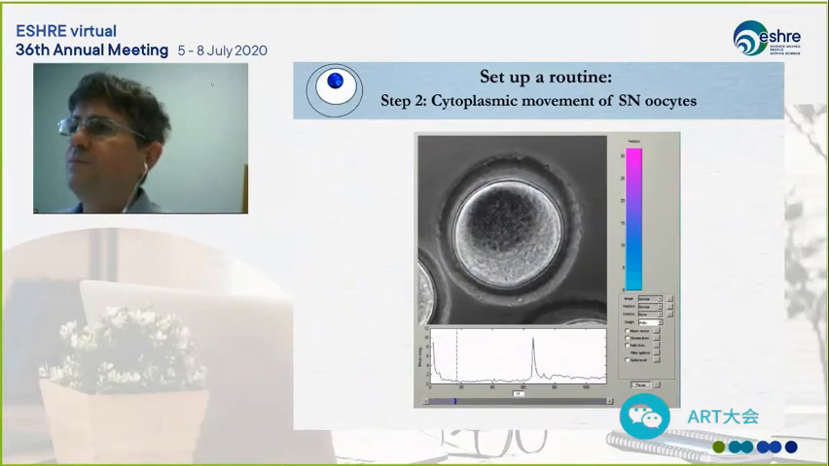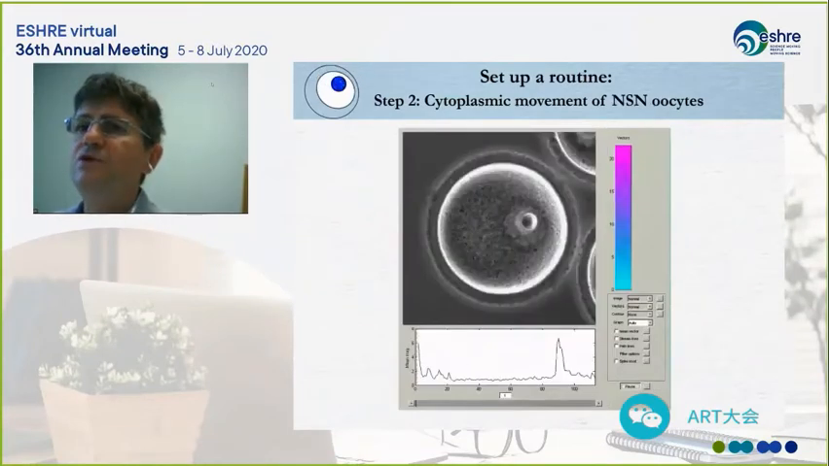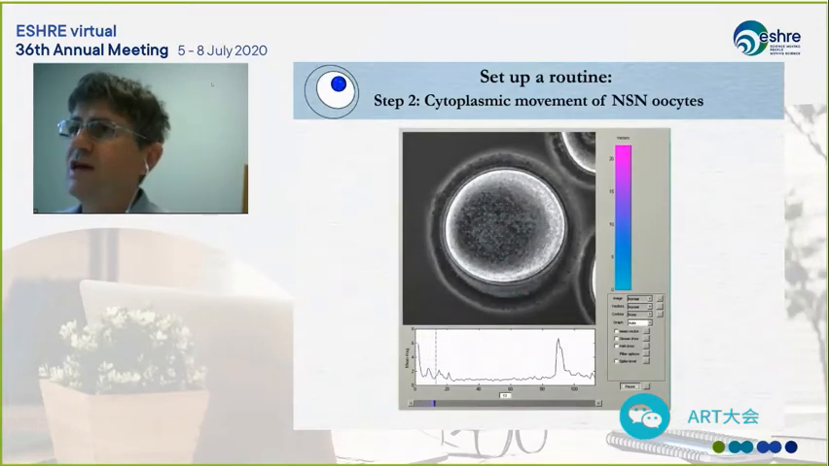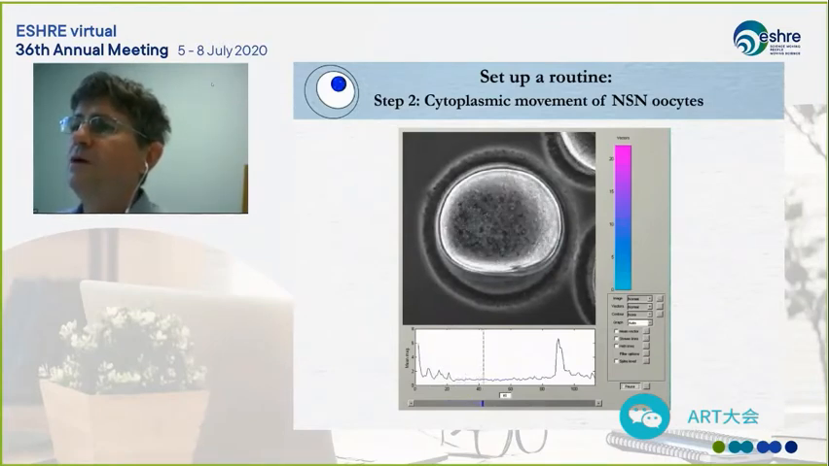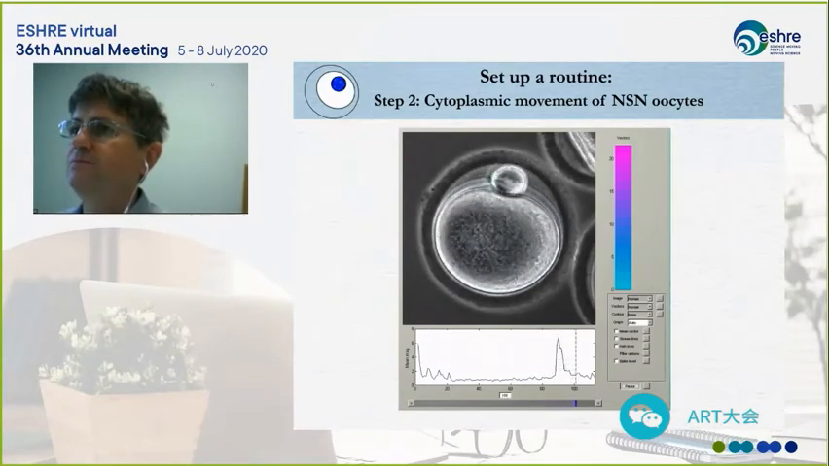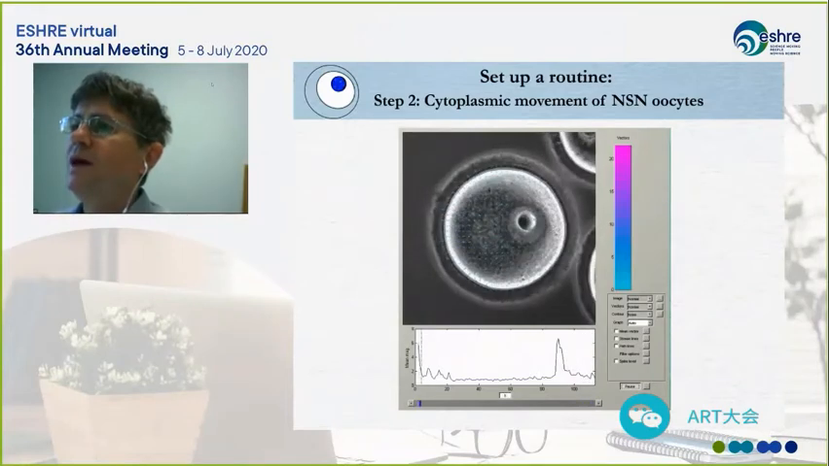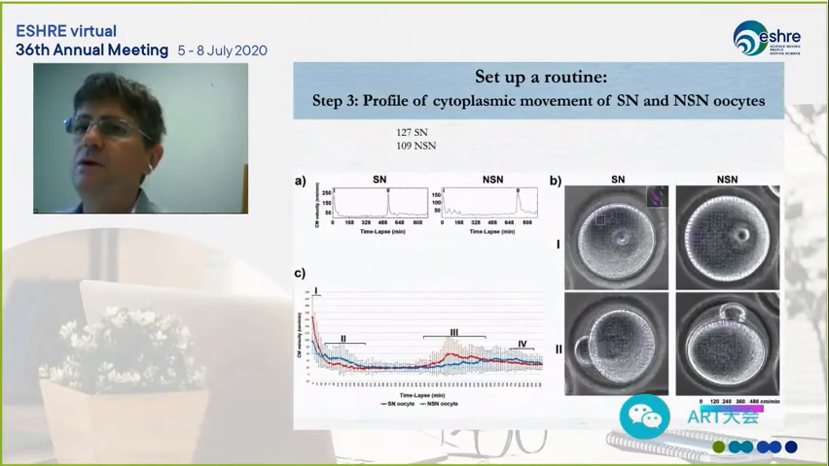And our next slide shows an NSN oocyte during the GV to M2 transition. And notice how this type of oocyte extrudes the polar body later than the SN oocyte. We analyzed a total of 127 SN and 109 NSN oocytes, and found that they are significantly different at 4 time intervals.